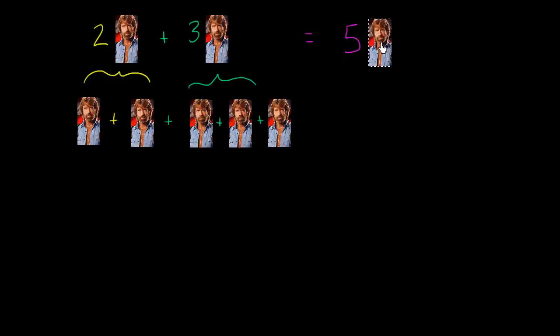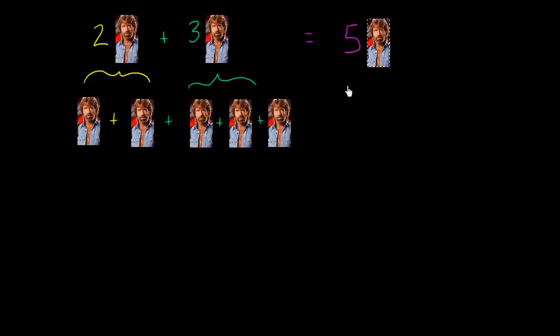Well, 2 Chuck Norrises, we can represent this as literally a Chuck Norris plus a Chuck Norris. You could also view that as 2 times Chuck Norris, and this is just another way of representing it. And 3 Chuck Norrises, you could view that as a Chuck Norris plus a Chuck Norris plus another Chuck Norris. This might be very simple for you, but you would have a grand total of 1, 2, 3, 4, 5 Chuck Norrises. So this would be equal to 5 Chuck Norrises.